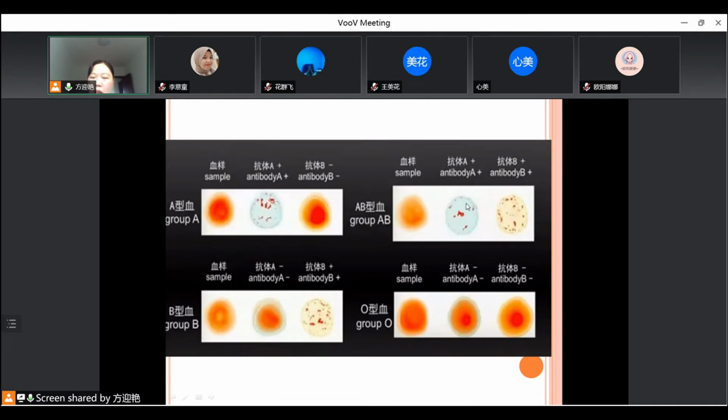It means that this red blood cell has the A antigens and B antigens, so it is the AB blood group, AB type. And we can see here that there is only anti-B agglutination. It means that this is group B. We can see here that there is no agglutination with anti-A and anti-B. It means that the blood is the O type.